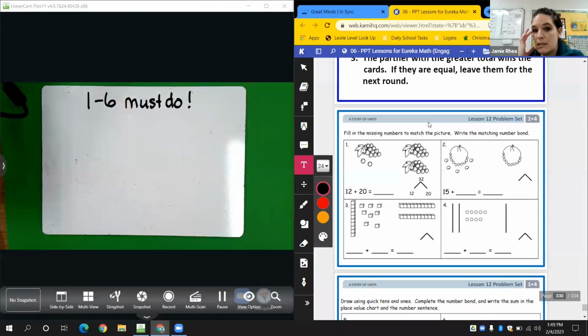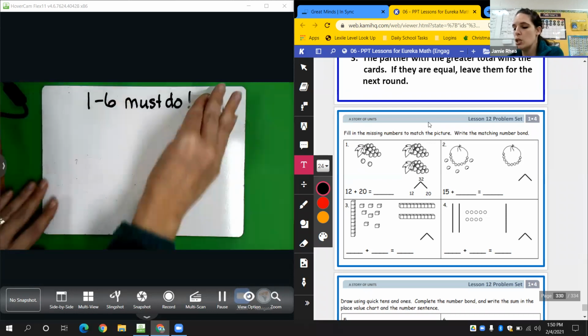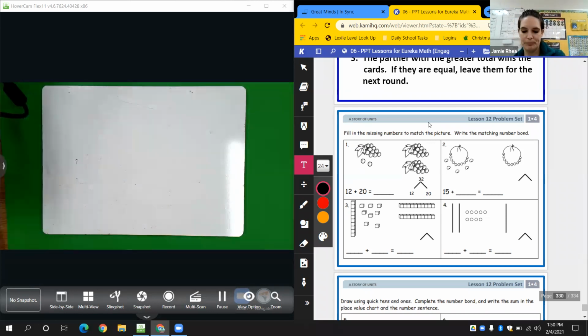So let's look and see what it says to do for 1 through 6. Problems 1 through 4 say fill in the missing number to match the picture. Write the matching number bond, okay? Kind of like we did yesterday. So let's look at number 1.